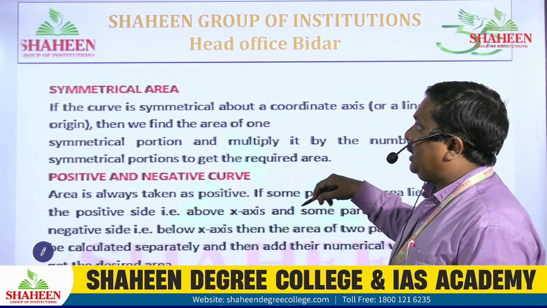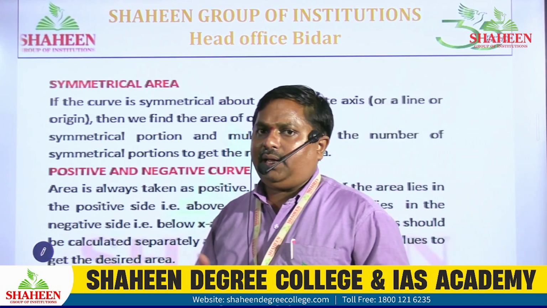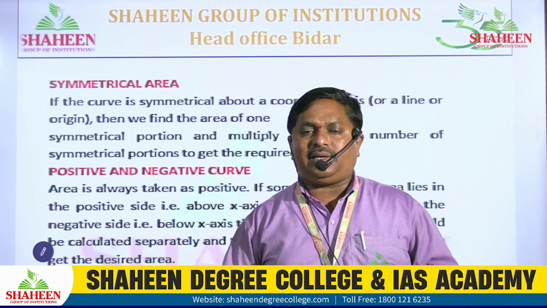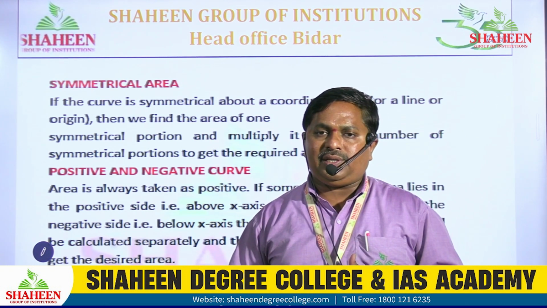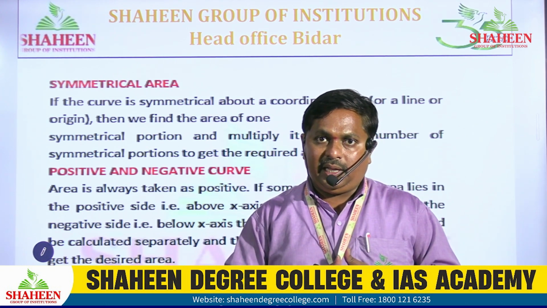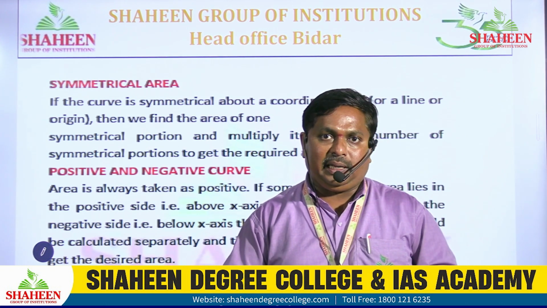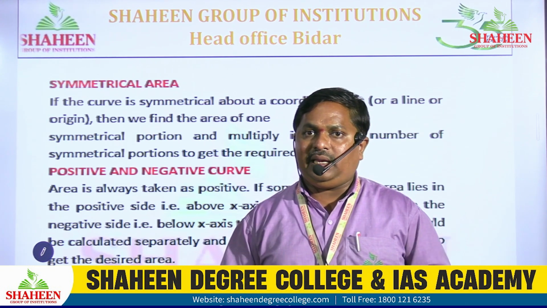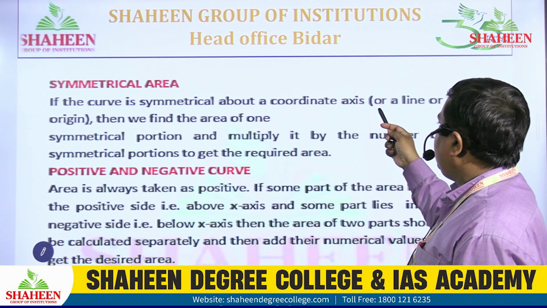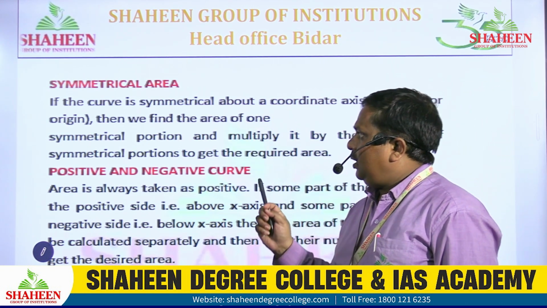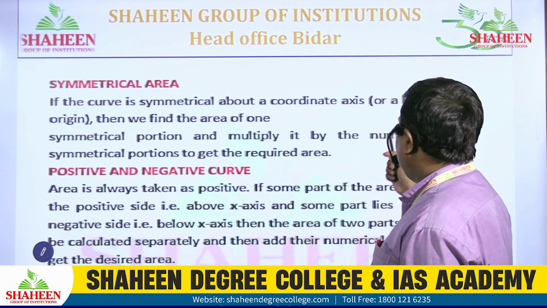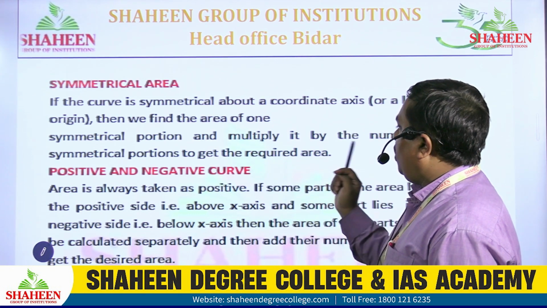Next, symmetrical area. Symmetrical means that above the x-axis and below the x-axis, or to the right of the y-axis and left of the y-axis, we get the same area. Then the x-axis or y-axis becomes the line of symmetry. In that case, how to find the area? If the curve is symmetric about a coordinate axis, a line, or the origin, then we find the area of one symmetrical portion and multiply it by the number of symmetrical portions to get the required area.